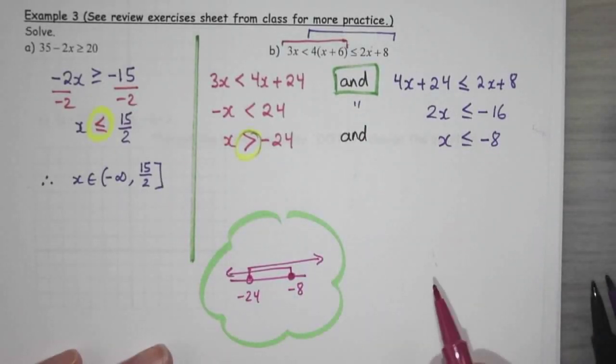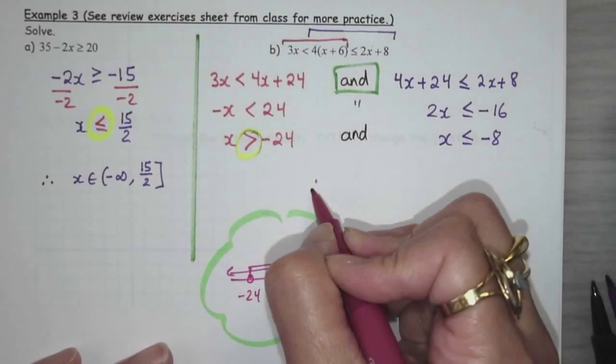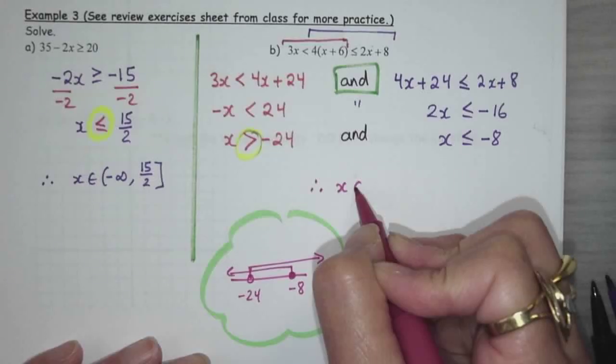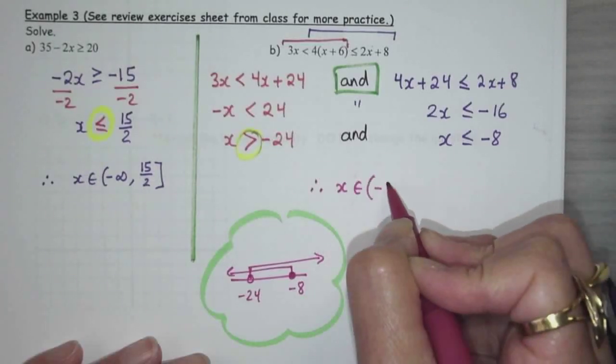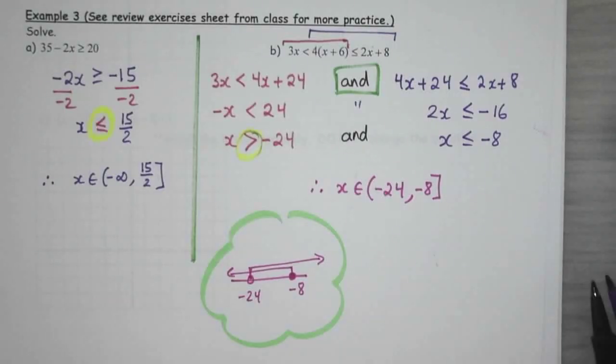And means overlapping, so it will be between the 2. Right? So I'm going to go therefore, and it's going to be between the 2. X is going to be from round on the negative 24 and negative 8, square on the negative 8.